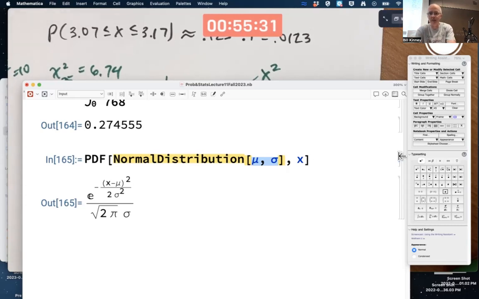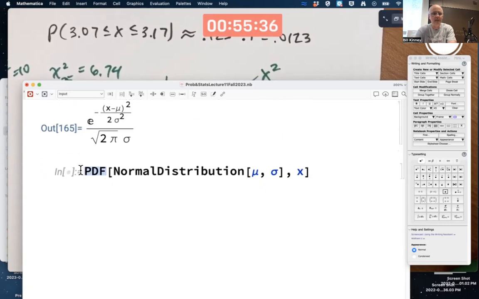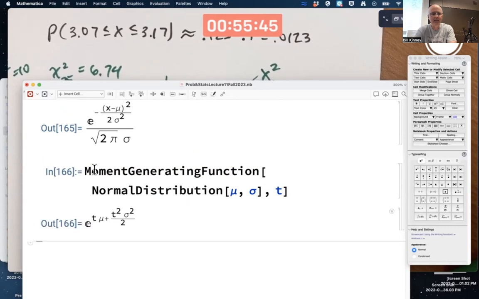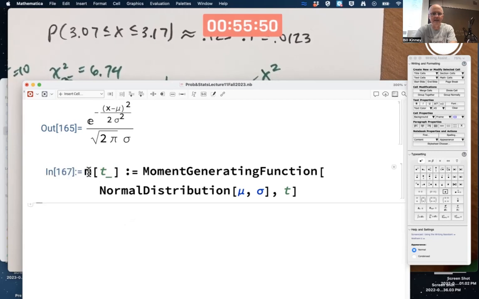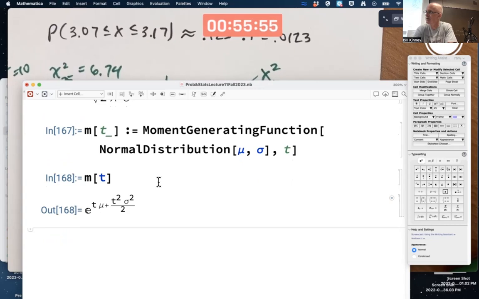Actually, you can compute MGFs in Mathematica as well. That's the command. How about MGF? Yay! Oh no, it's moment generating function. I was wrong. Moment generating function, make it a function of t. That matches the theorem in the book. Let me call this m of t, define it as a function. There's this formula. That's the moment generating function for a normal distribution with mean mu and standard deviation sigma and variance sigma squared.